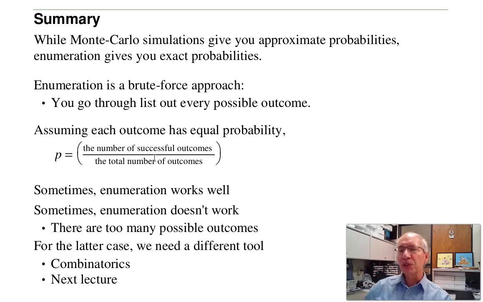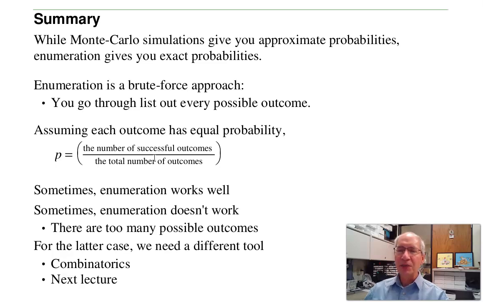Sometimes enumeration works really, really well. For example, with a 6-sided die, the probability of getting a 1 is 1 in 6. That's enumeration. Sometimes it works okay. With Matlab, I can go through every combination of 6 6-sided dice. I can actually go through every poker hand, but that's kind of pushing it. Sometimes it's just not feasible.